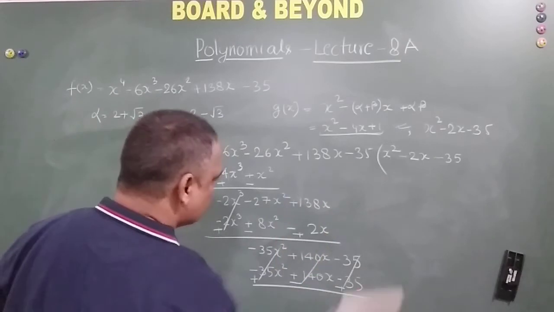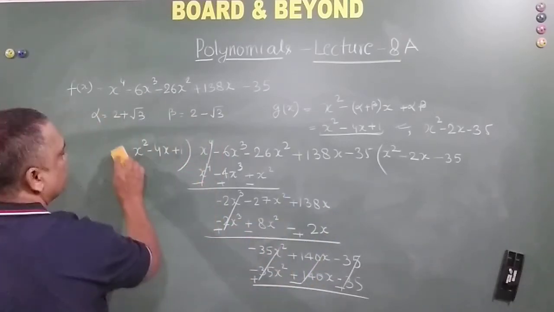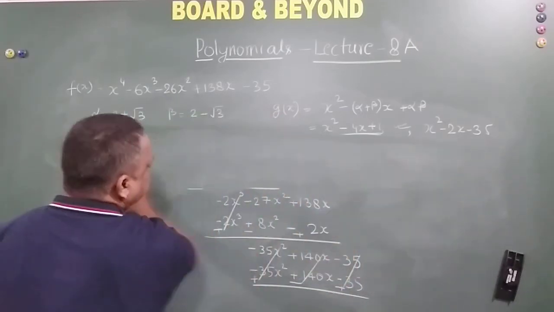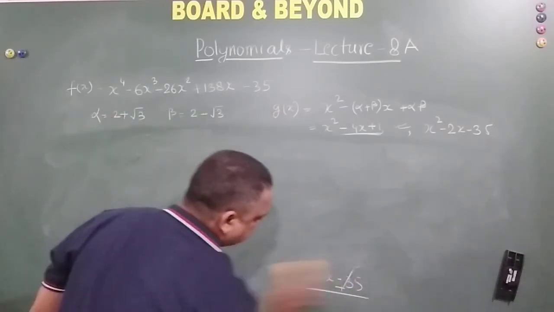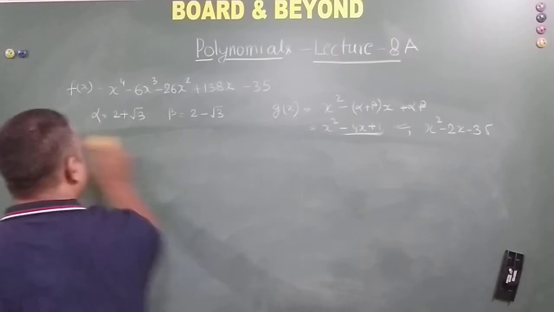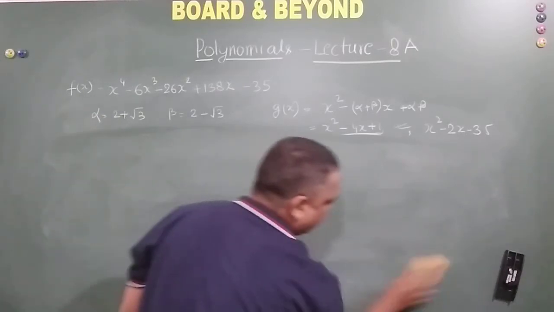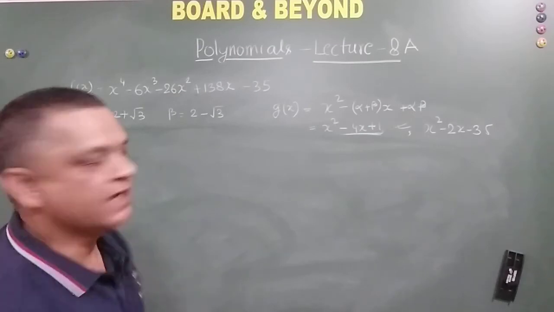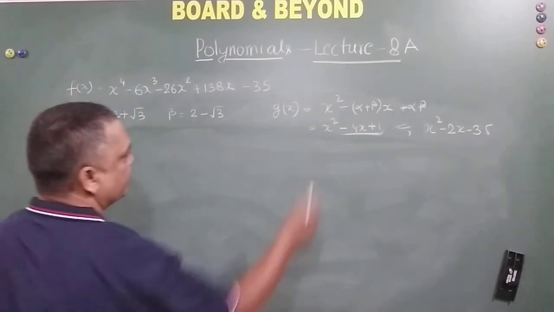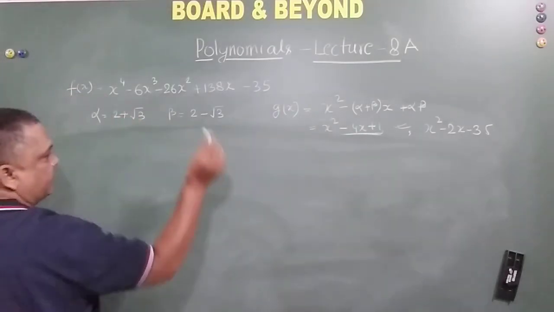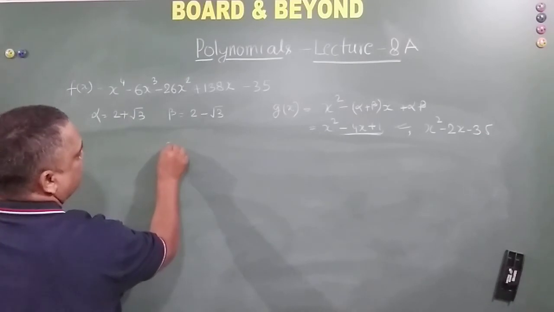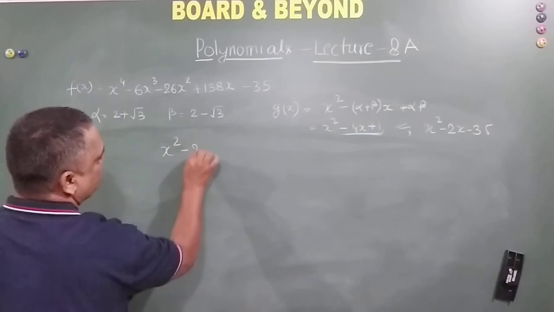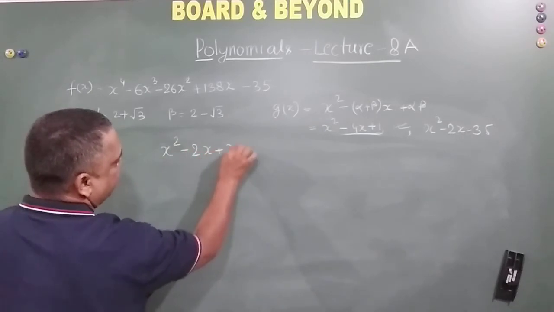Now using these two factors, let us try to find out the roots. This is a biquadratic polynomial, friends, so it will have a maximum of how many roots? Please remember, it will have a maximum of 4 roots. So taking the second one, x square minus 2x plus 35.